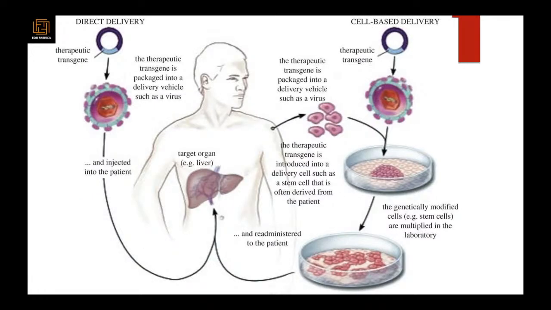So direct delivery looks like this: the therapeutic transgene is packaged into the delivery vehicle, such as a virus, and injected into the patient. Then you have a target organ, that is the liver. Then in cell-based delivery, you have a therapeutic transgene, and you take the stem cells from the human, mix them together, multiply them a lot, then you readminister it to the patient. So these are the two methods that you can use for gene therapy.